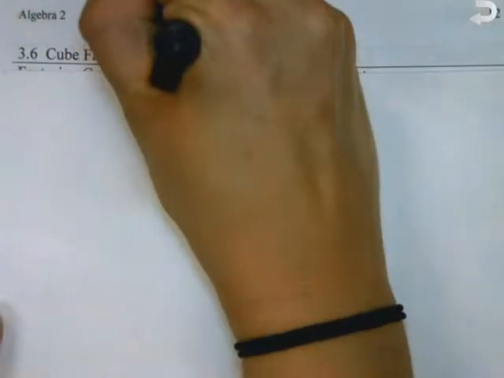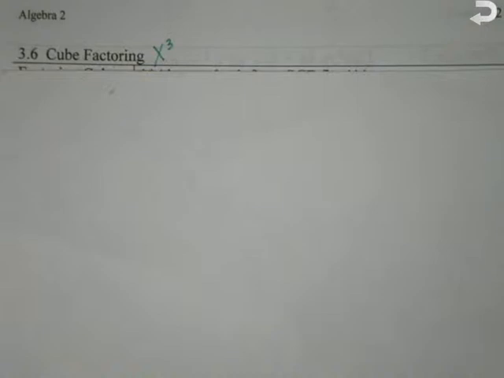Okay, 3.6 cube factoring. So what does a cube actually look like? Squared means something with a power of 2, so something that's a cube is a power of 3. So we're going to be factoring things that are powers of 3.